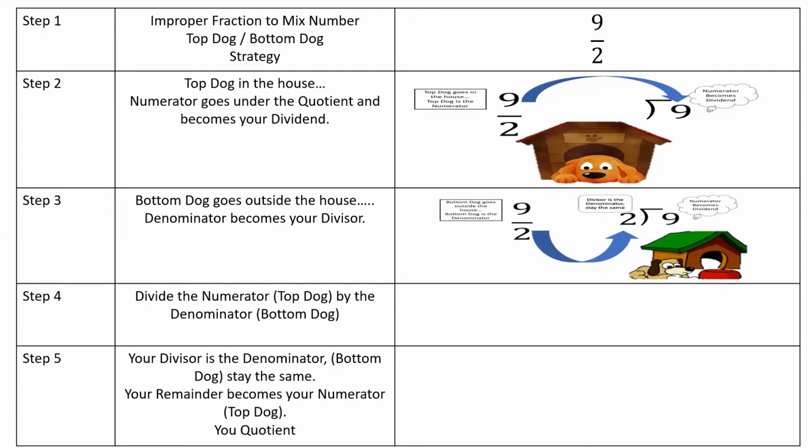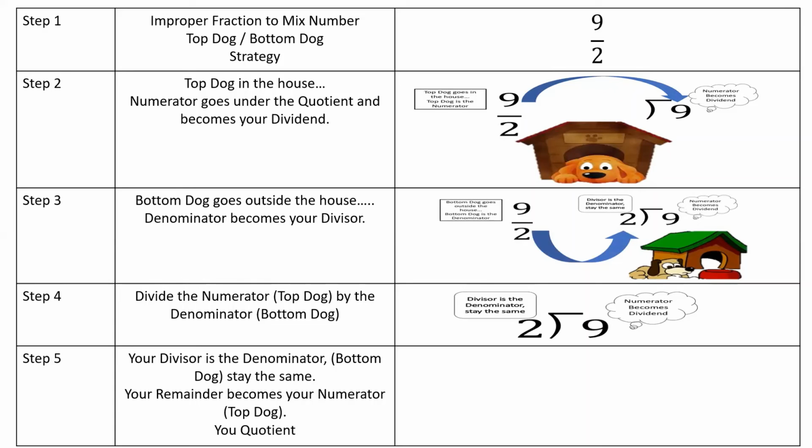Now, y'all, this looks like a regular division problem. Now, let's figure out how to make it into a mixed number once we finish dividing. So we divide our numerator by the denominator, top dog by the bottom dog. We end up with 9 being divided by 2.